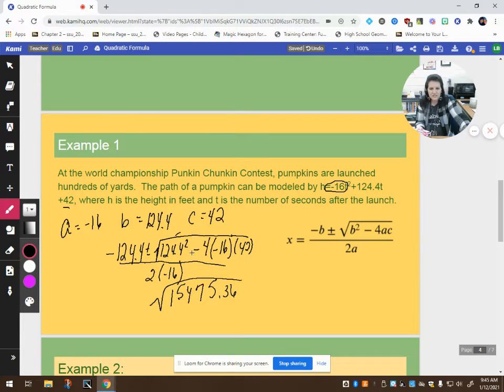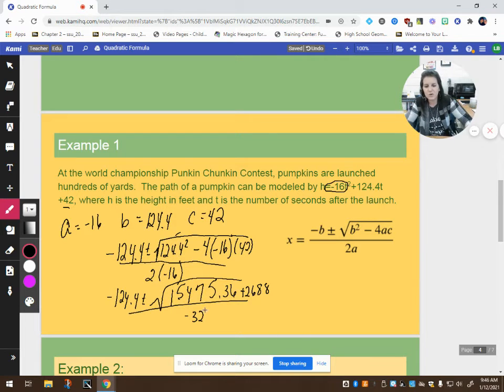This is minus 4, but it's a negative 4, negative 16, positive 42. So multiply all those together, and I get a positive 2688. So I'm going to put plus 2688. Can't forget my negative b plus or minus. And I can't forget all over 2a, which is negative 32.